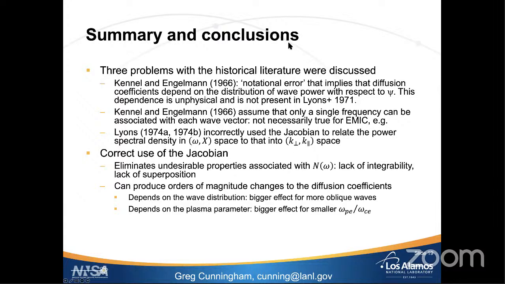The third problem, and most significant in my opinion, is the inappropriate use of the Jacobian to transform the wave power distribution. This can result in orders of magnitude differences in the diffusion coefficients in some cases. So I hope folks are interested in looking into this. Thanks.